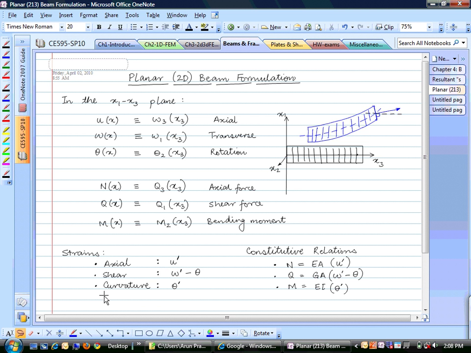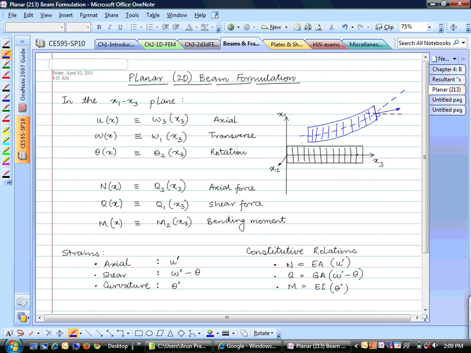You can also define some strain measures. So U prime, does that ring a bell? U prime is the exact same displacement derivative that we had in one dimension, axial strains in one dimension, right? We said C U prime plus B is 0. Similarly here, there is a shear strain, and it is a little bit important to see what this shear strain is.